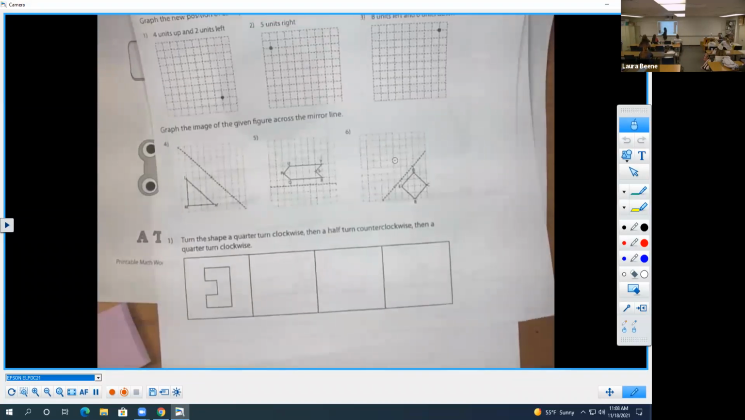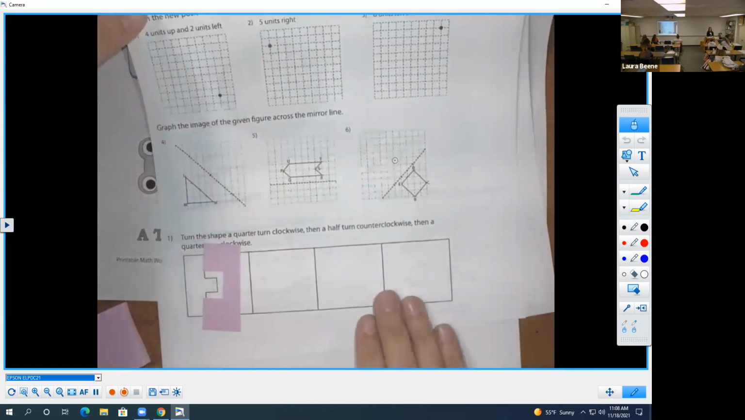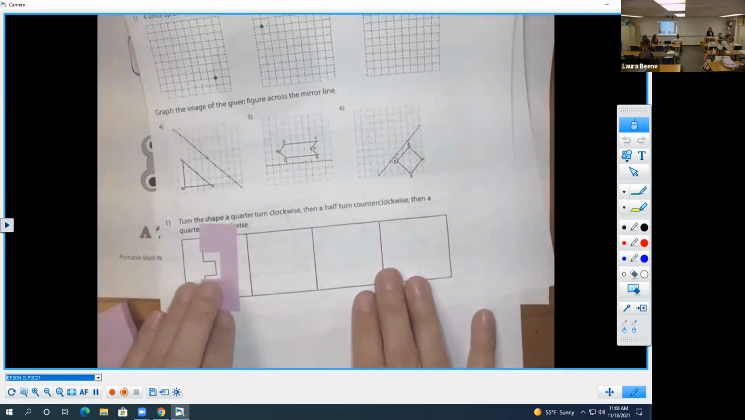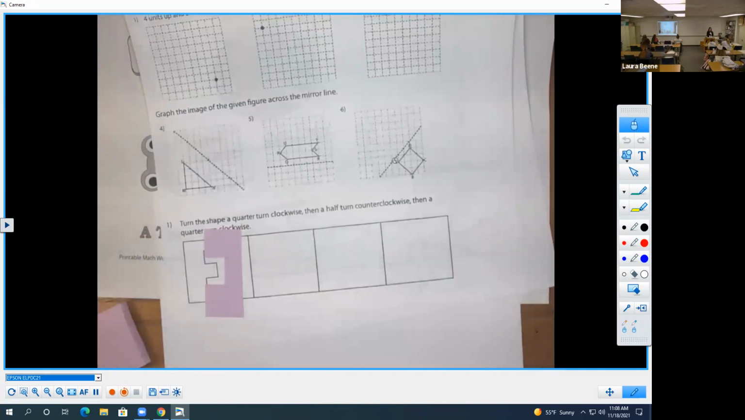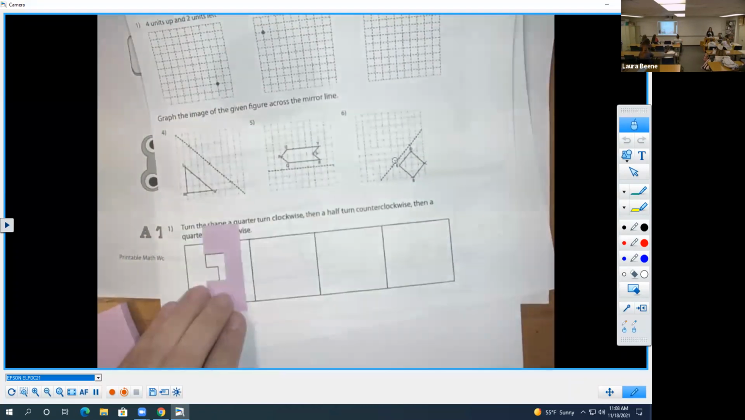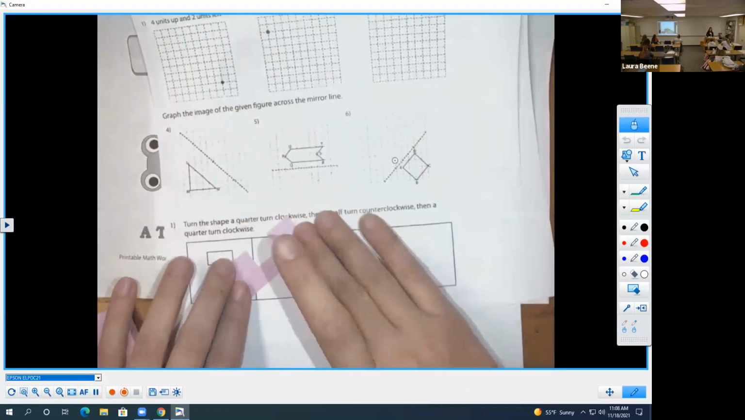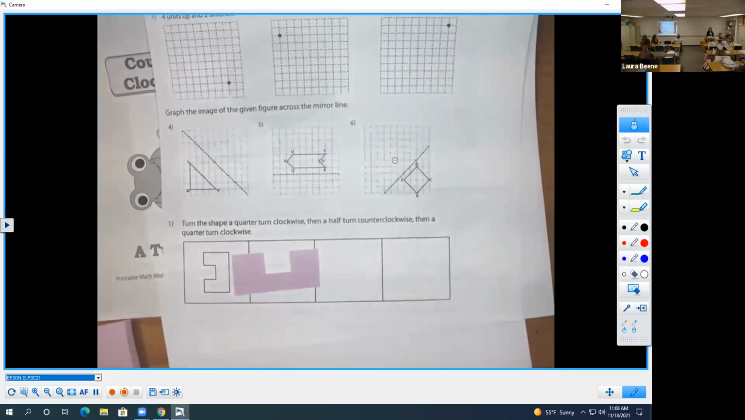You cut it out to that shape-ish. It doesn't have to be perfect, but the idea is to make it look like that shape. Something like this. So here's my initial shape. It's not the exact thing, but you get the idea, right? If I do a quarter turn clockwise, am I turning it to the left or to the right? To the right. And how many times am I turning it? One time. So if I do a quarter turn clockwise, it looks like that.